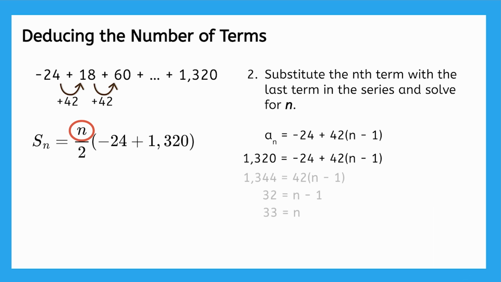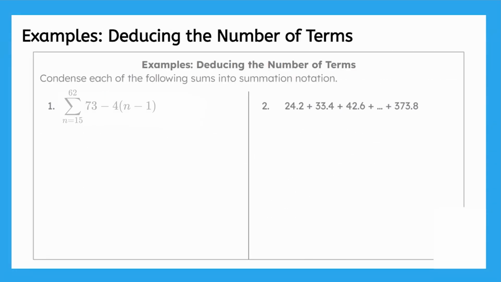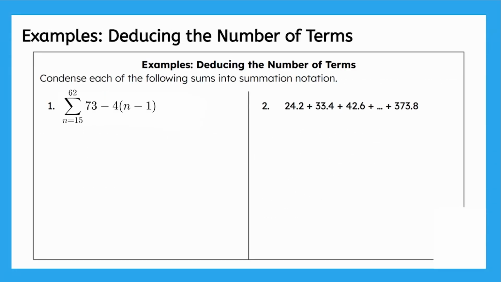When we solve for n, we get 33, so 1,320 is the 33rd term of this sequence. Now we know how many terms there are and can use the arithmetic series formula. The total sum comes out to 21,384. Now it's your turn. Pause the video and try to find the total sum for these arithmetic series. Then come back when you're ready for the answers.